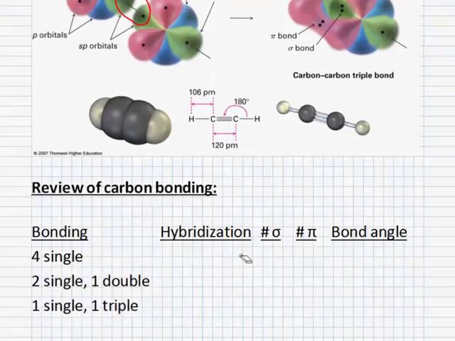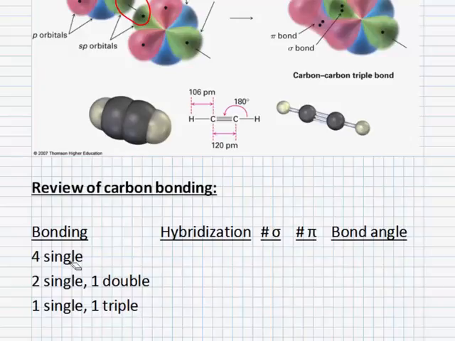Let's review the main bonding patterns of carbon. These bonding patterns here will be the ones that we'll primarily deal with in this course. There actually is one more where carbon can make 2 double bonds, but we won't deal with that too much this semester, and when we do, we'll make a special case out of it. But these are the most common bonding patterns that carbon makes.